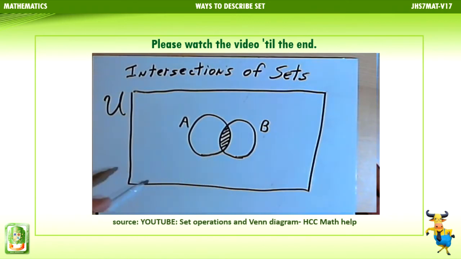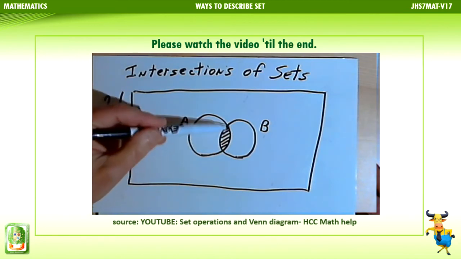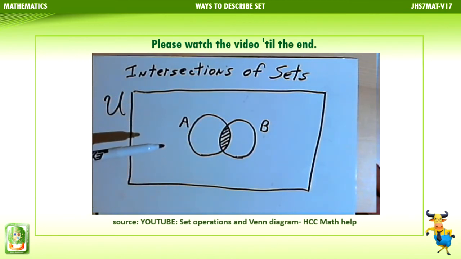If I had two circles that didn't overlap at all, then there would be no intersection. So the intersection of those two sets would be an empty set. Okay? If they overlap, it's the area where they overlap. If they don't overlap, then the intersection is just an empty set.